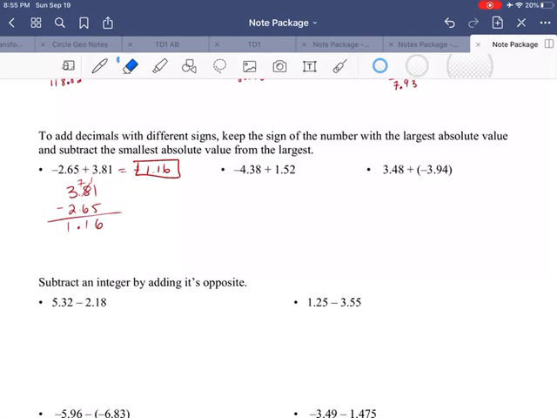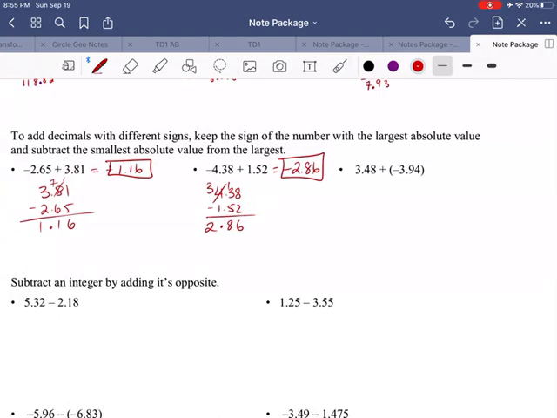Here I have negative 4 and only positive 1. So I have more negatives, so I know my final answer is going to be negative. So take the bigger number and subtract the smaller number. So 8 minus 2 is 6. I don't have enough for the next part, so 13 minus 5 is 8. And then 3 minus 1 is 2. So my answer is actually negative 2.86 because of the absolute value of the numbers.